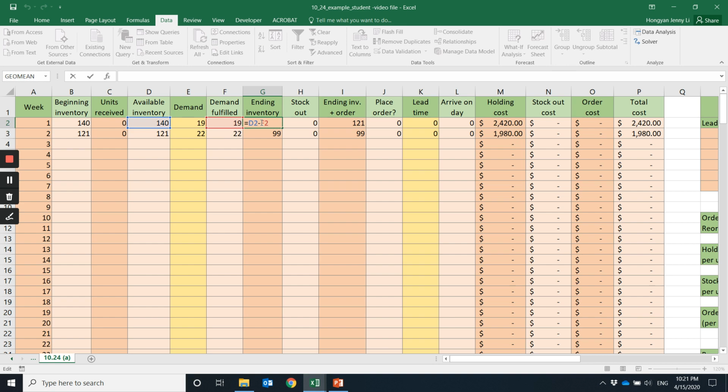Ending inventory is the inventory at the end of each week. After you satisfy your demand, the rest of the inventory will be the ending inventory. So we use available inventory minus the demand fulfilled. That's pretty straightforward. Then we consider the stock out. The stock out value is when your demand is higher than your available inventory; some of the demand will be lost. So here we use demand minus available inventory. If the value is positive, then there will be some stock out, so we use a max function to calculate the stock out.